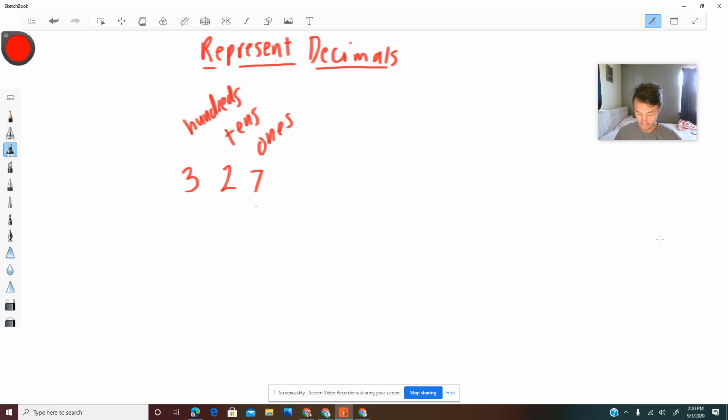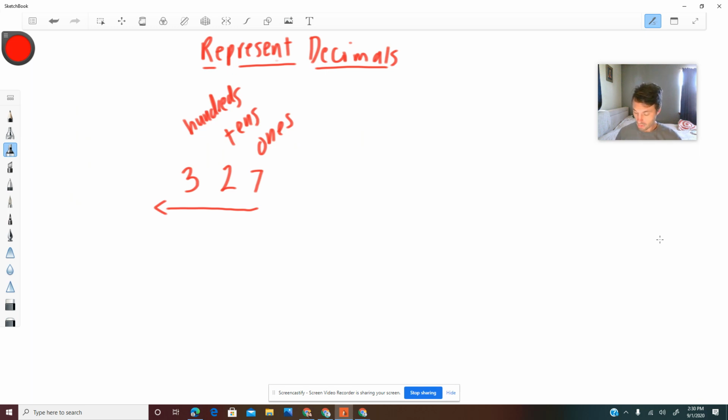Well, we also know that numbers can go on forever to the left. After the hundreds place, you could add a thousands place, then a 10,000s place, then a 100,000s place, then a millions place, then a 10 millions place, then a 100 millions place, and so on. It keeps going. Numbers never stop. They can always get bigger and bigger.